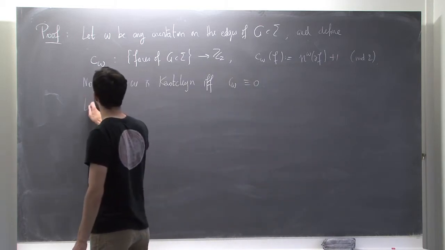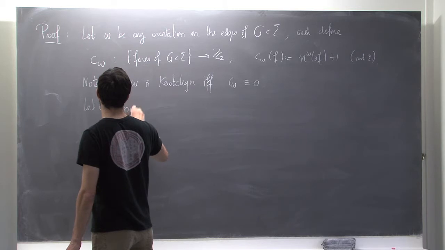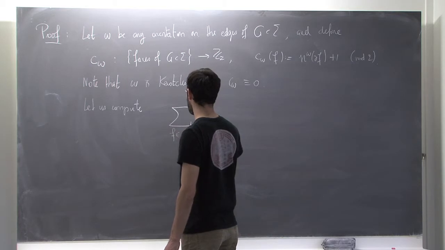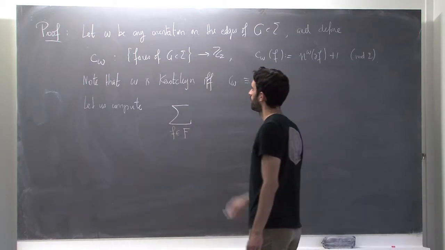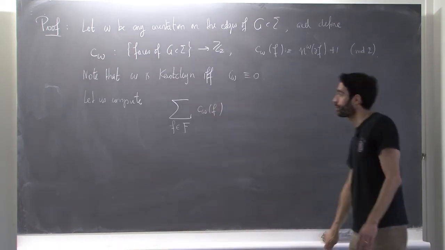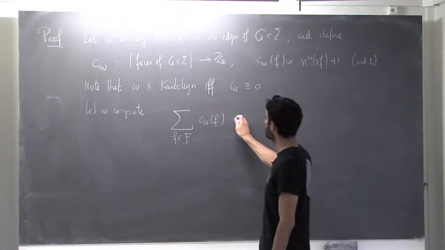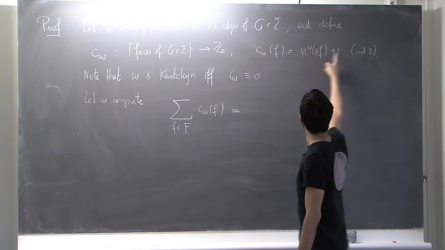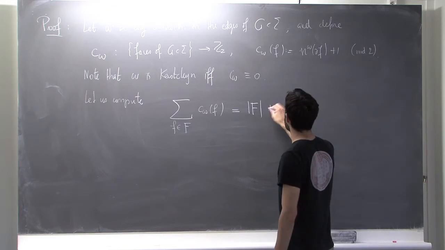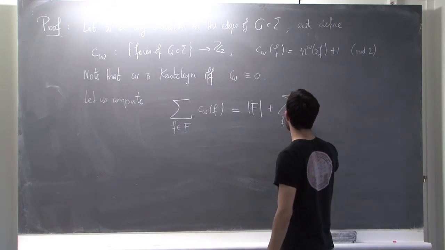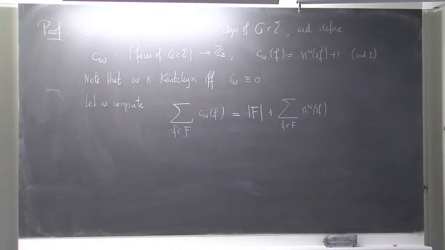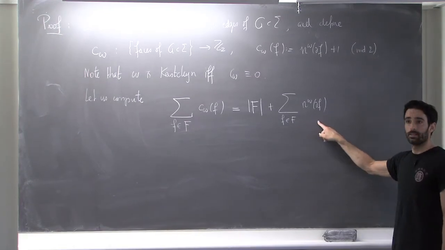Now, let's compute the following quantity. We compute the sum over all faces, I'm going to write it like this, for the faces of C omega of F. By definition, so this is plus 1, so we have that the number of faces plus sum over all faces of N omega boundary of F. Do you understand what this is?